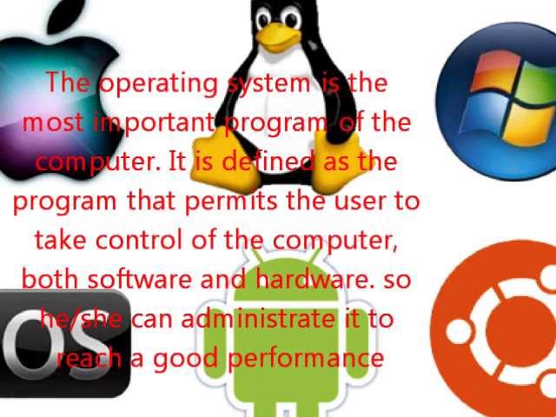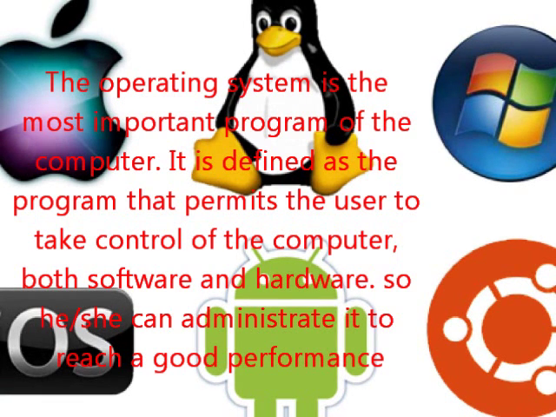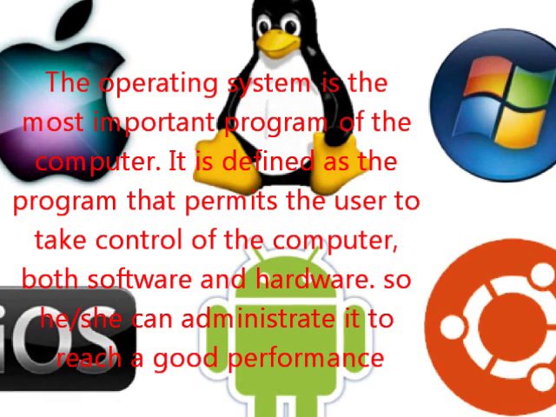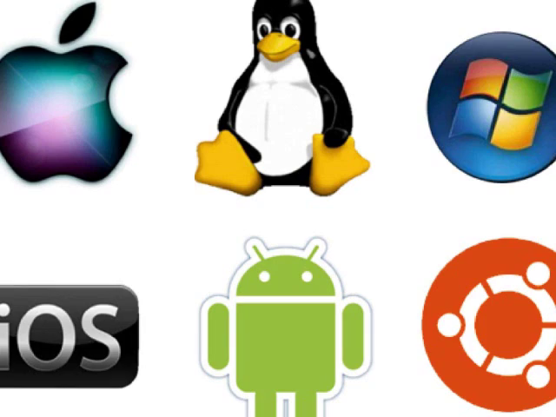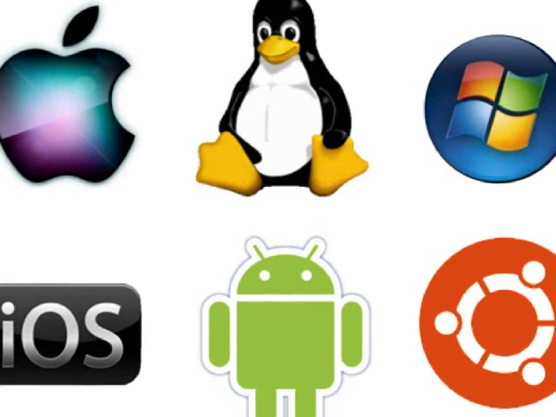The operating system is the most important program of a computer. It is defined as the program that permits the user to take control of the computer, both software and hardware, so he/she can administrate it to reach good performance. The operating system can be classified in the following form.